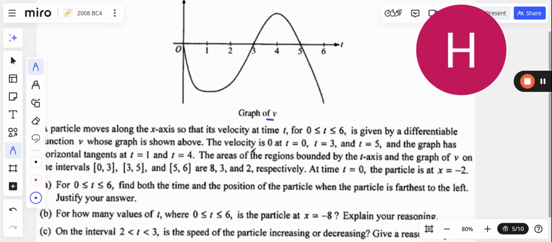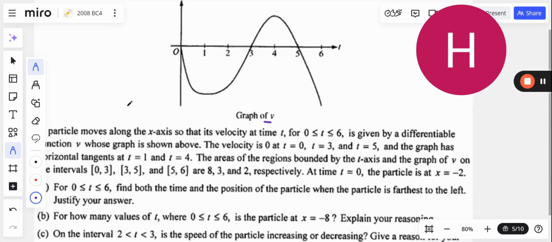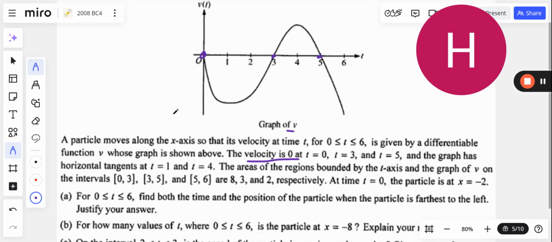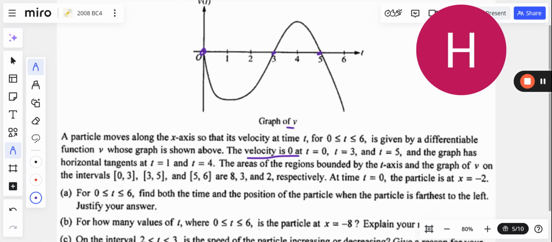And we're told that it's 0 at these particular spots, so that's kind of helpful to have those exact points as zeros, 0, 3, and 5. If the velocity is 0, that means the object is not moving at those times. And we're also told that this graph has horizontal tangents at t equals 1, so there's a flat point, and also t equals 4. So there's another flat point.